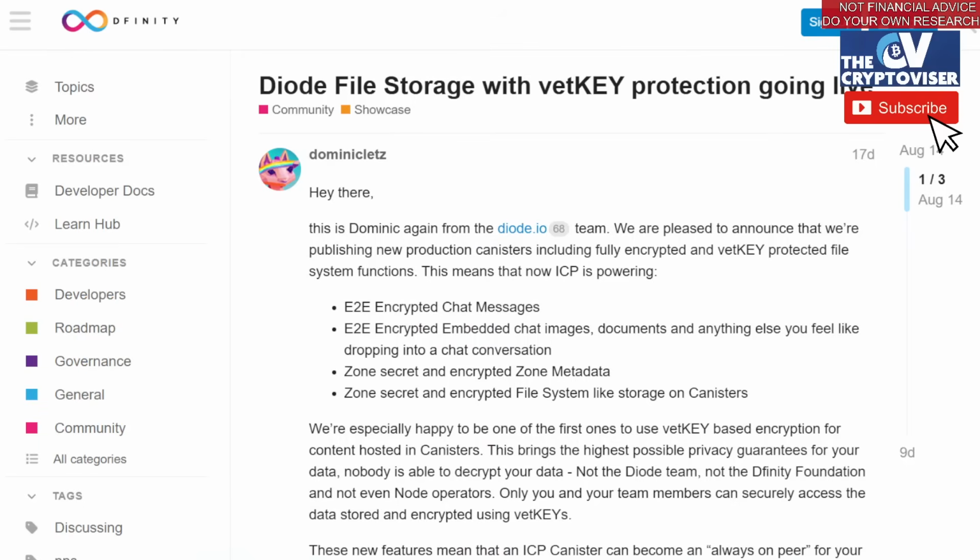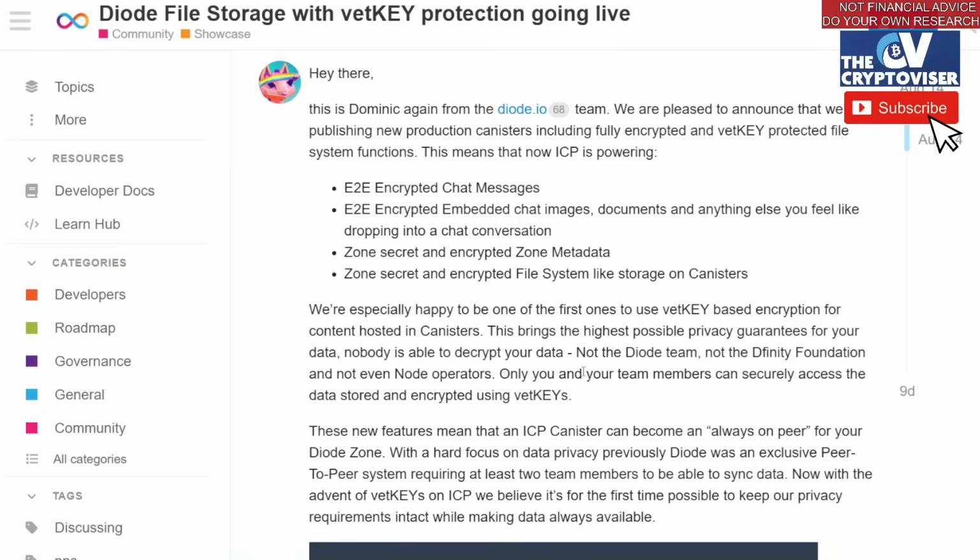But anyway, moving on. They said they're pleased to announce that they're publishing new production smart contract canisters, including fully encrypted and VetKey protected file system functions. This means Internet Computer is now powering end-to-end encrypted chat messages, end-to-end encrypted embedded chat images, documents, and anything else you feel like dropping into a chat. Zone secret and encrypted zone metadata, and zone secret and encrypted file system like storage on smart contracts. They said they're especially happy to be one of the first ones to use VetKey-based encryption for content hosted in canister smart contracts. This brings the highest possible privacy guarantees for the data.